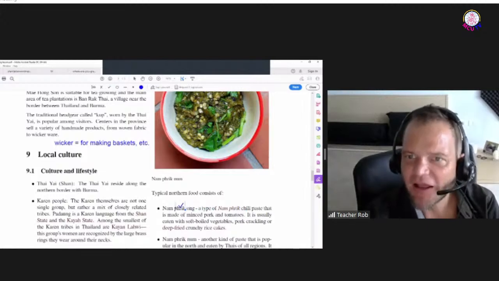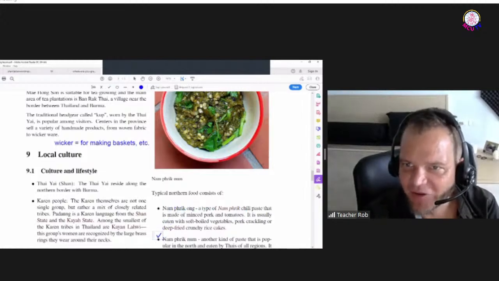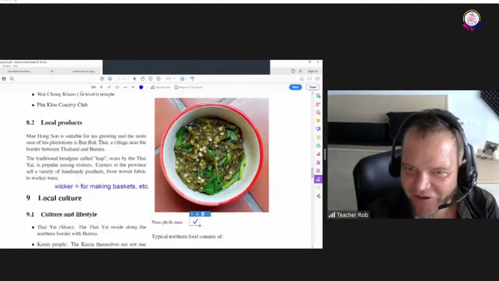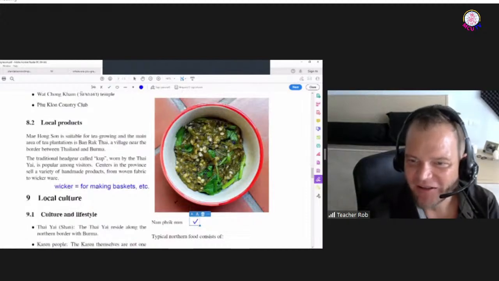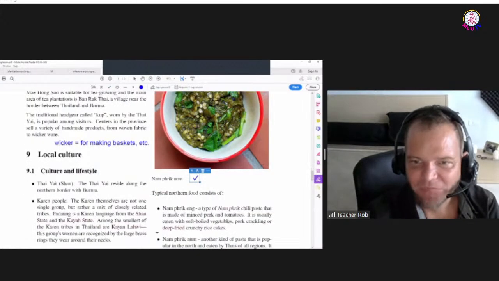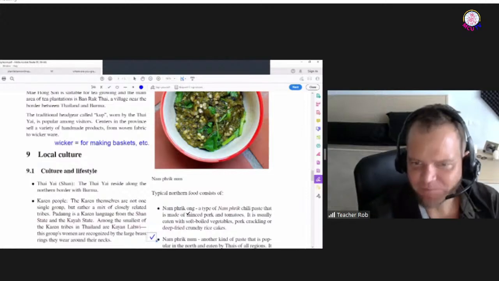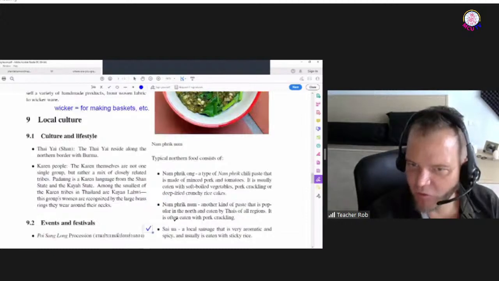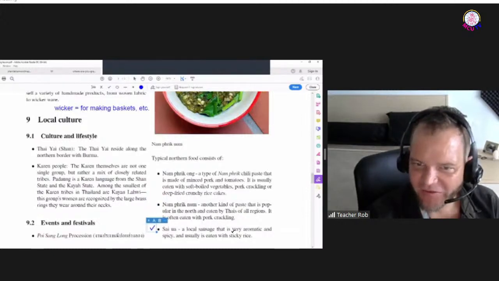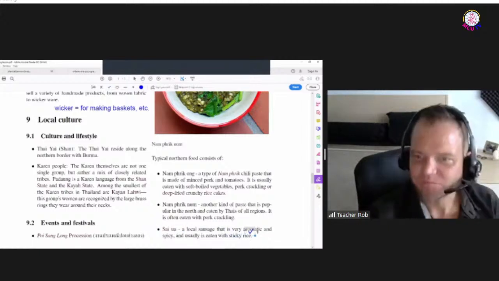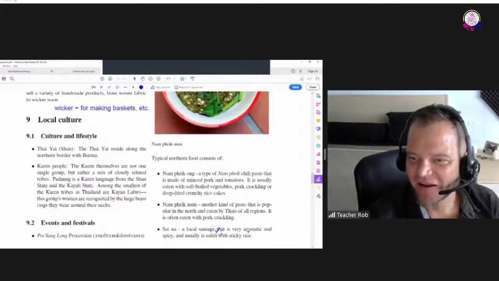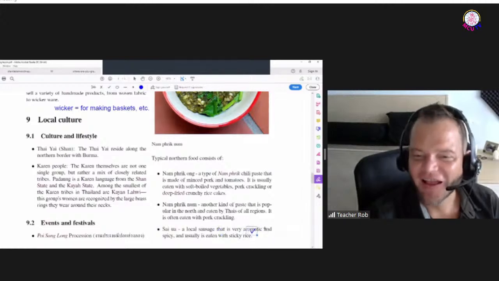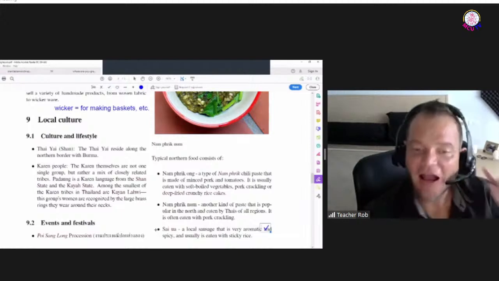Nam Prik Ong. I know I've had this before. Nam Prik Nung. In the picture I'm looking at here, I don't know if I've ever had this. It looks really good, but I don't know if I've ever had it. But yeah, another kind of paste. That's often eaten with pork crackling. Next one, I guess you'd say Sai Ua. Is that local sausage? Sai Ua, local sausage. Kind of sausage, but more spicy. Oh, okay. So it's pretty spicy. Yeah, they say it's very spicy. Also, it contains herbs. Oh, it does. I bet I've had this before too.